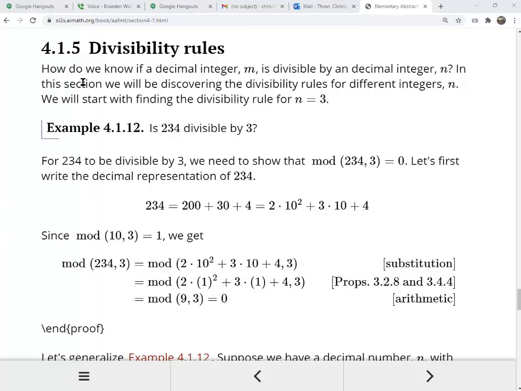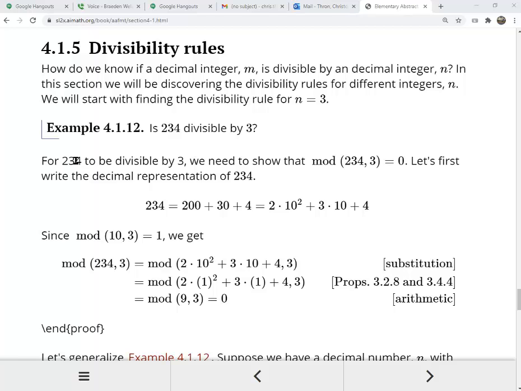Okay, divisibility rules. We all know how important divisibility is. So it turns out that there are some tricks and methods for finding out whether numbers are divisible by certain numbers. For example, you may know this rule for divisibility by 3. So let's look at how we can analyze this in terms of our decimal representation, right?